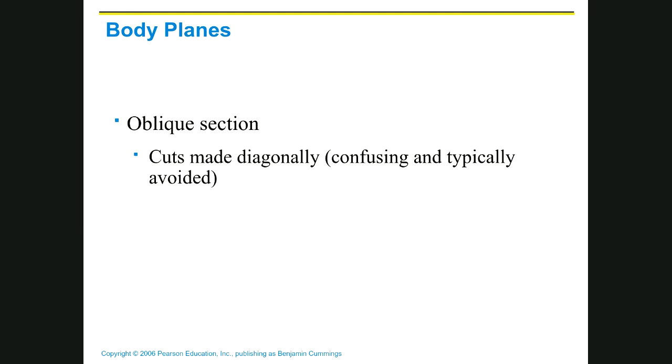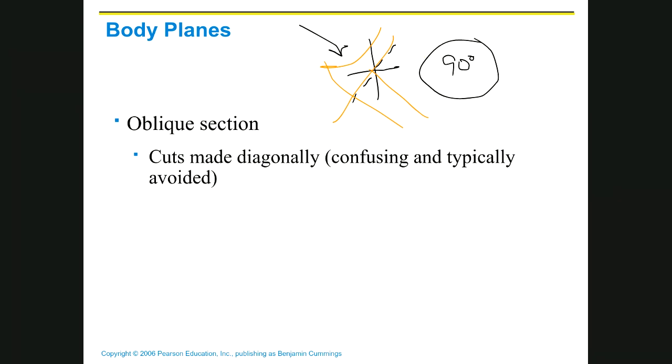Okay, there's one other way to cut. So remember we had X, Y, and Z, but you don't have to cut on those. Those are all 90 degree angles to each other. If I wanted to, I could cut like this or like this or like that or like this. Well, if it's any kind of thing that's not on these 90 degree angles, it's called an oblique. So oblique sections are diagonal sections.